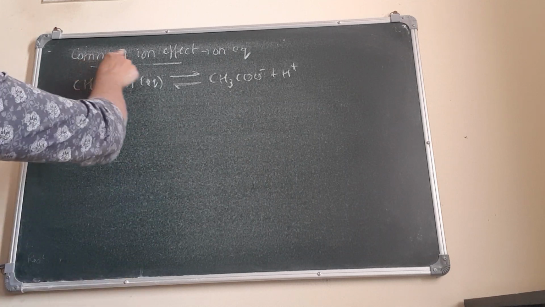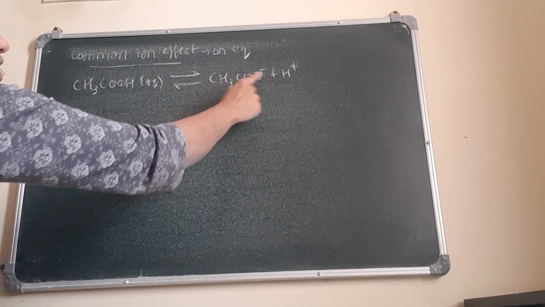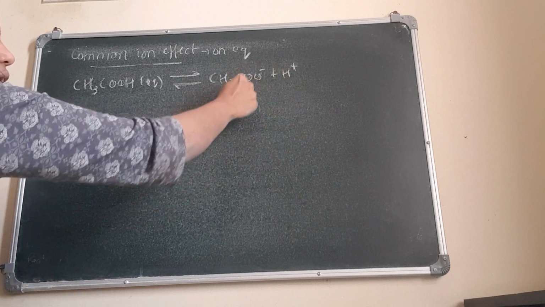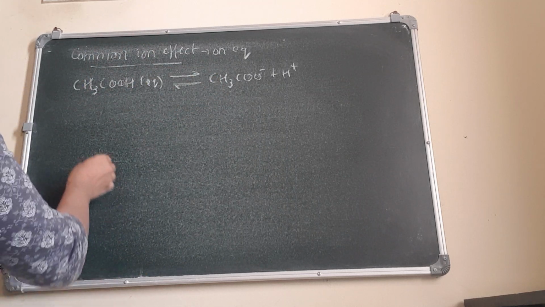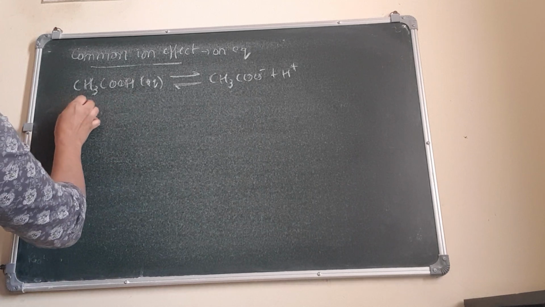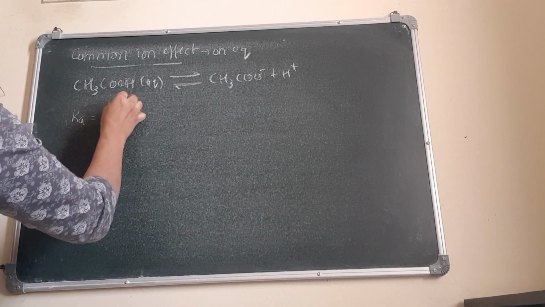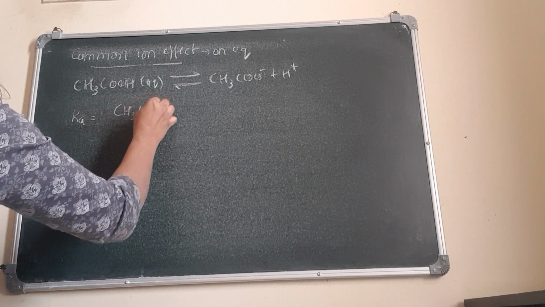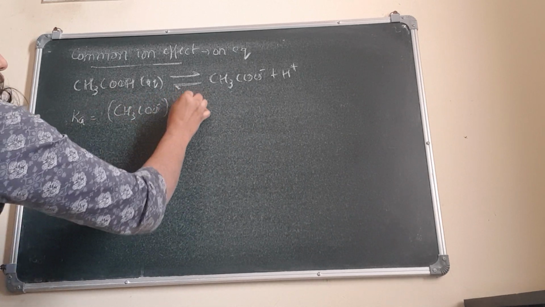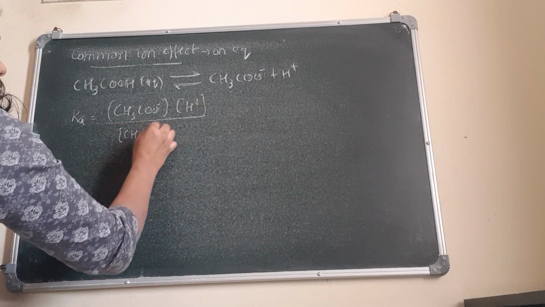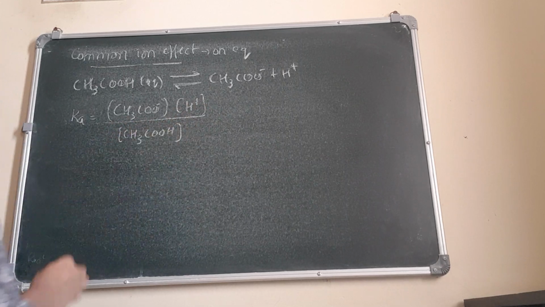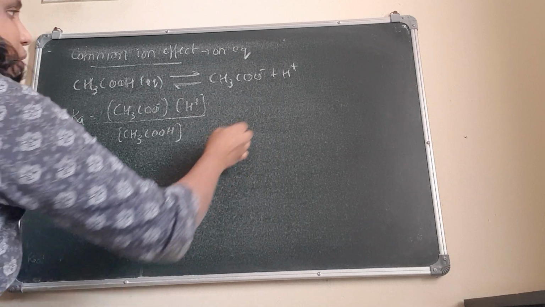Now when I say common ion, what is common? If you add any ion which is already present in the reaction mixture, the added ion should be common in the reaction mixture. So in general, what is Ka? Ka is acetate ion into H plus, because it's an acid, divided by CH3COOH. Okay, now there are two ways to understand this.